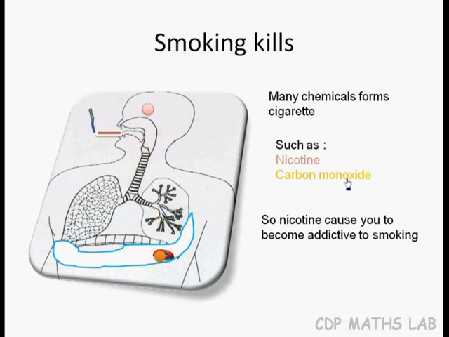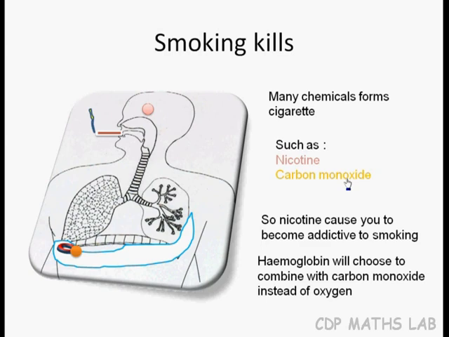So what happens? Everything enters the bloodstream, and this one is now being carried by the red blood cell. Now remember, oxygen was carried by the red blood cell, and now carbon monoxide is also carried by the red blood cell. Now, did you know this? That hemoglobin will choose to combine with carbon monoxide instead of oxygen. Can you imagine this?